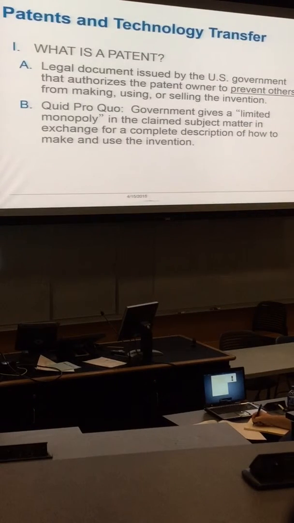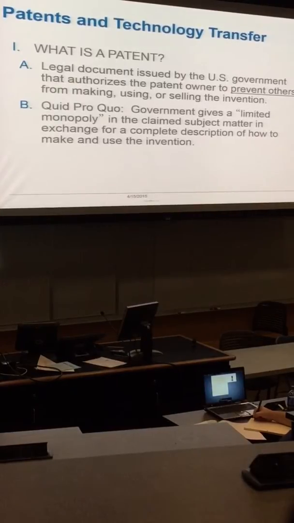So let's start with the basics. What is a patent? It's actually a legal document that's issued by the U.S. government that gives the patent owner the right to prevent others from making, using, or selling the invention that's the subject of the patent. I emphasize that it prevents others. It's a negative right, and I'll explain a little bit more about that. But what it does is it gives you the opportunity to prevent others from making, using, or selling the invention.